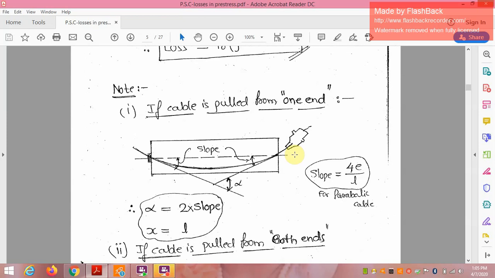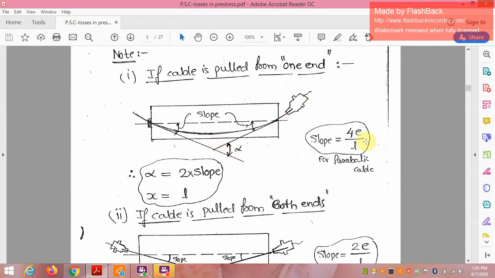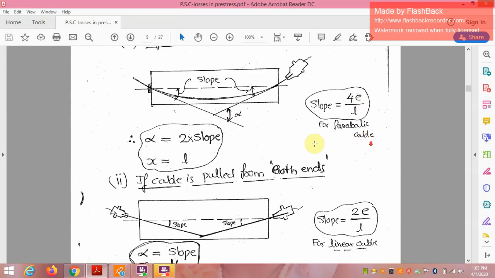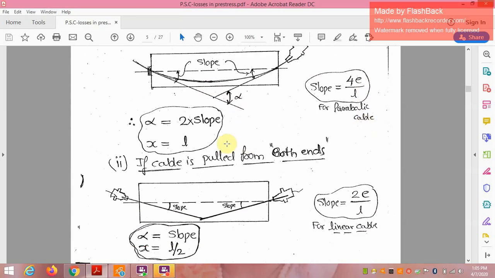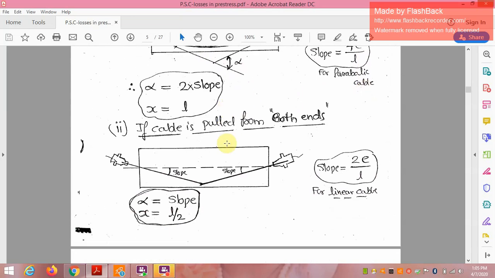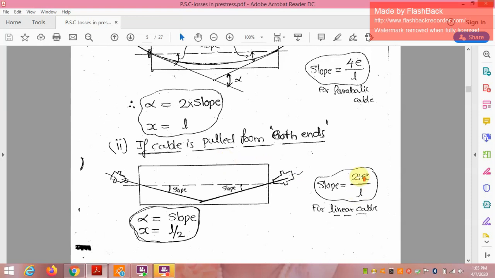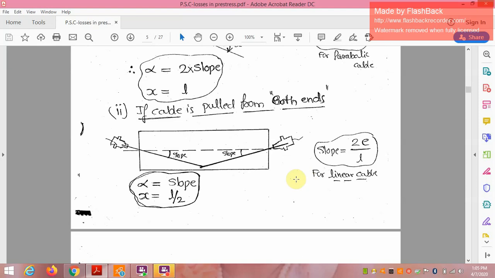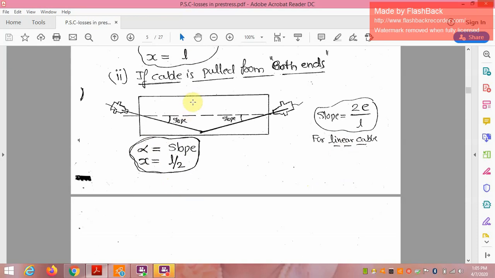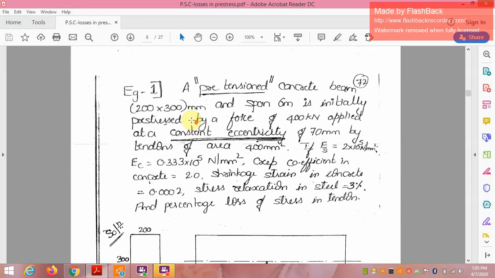Note that the cables can be pulled from two ends. If the cable is pulled from one end, then the slope is given by 4a upon L, alpha is equal to 2 into slope, and x will be L. If the cable is pulled from both ends, then the slope will be 2a upon L. Before it was 4a upon L, and now it is 2a upon L. For a linear cable, alpha is equal to slope, whereas previously it was 2 into slope, and x is equal to L previously, and now x is equal to L by 2.